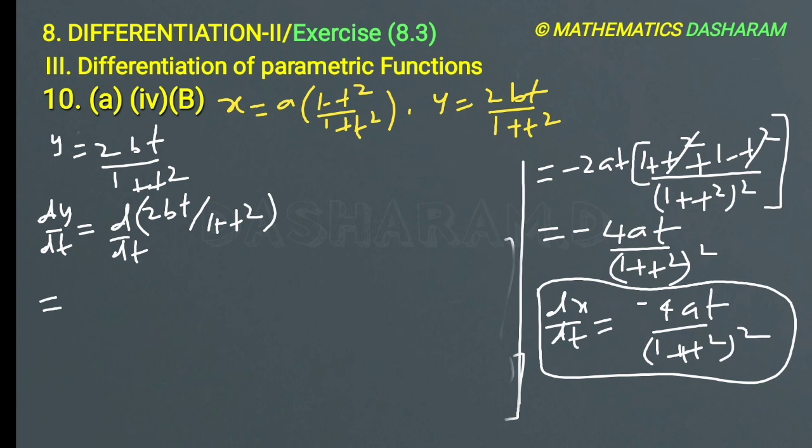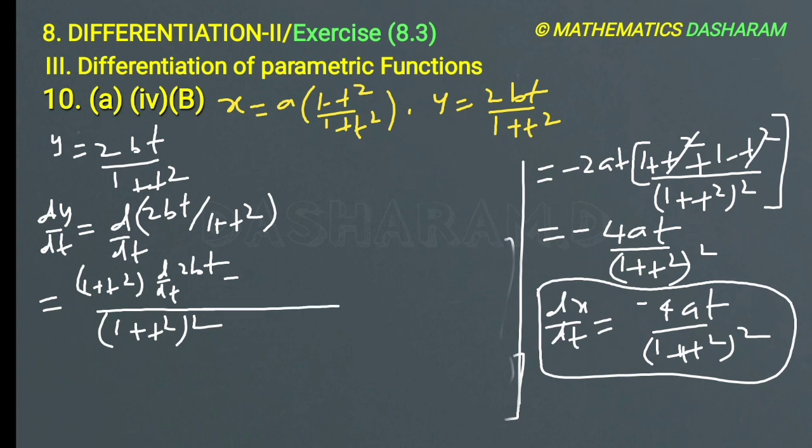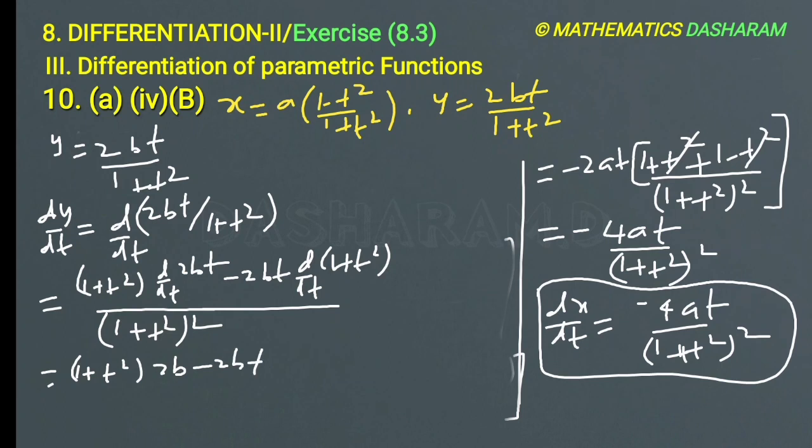So first 1 plus t square whole square. Next here 1 plus t square into derivative of 2bt minus 2bt into d by dt of 1 plus t square. So it is equal to 1 plus t square into derivative of 2bt is 2b minus 2bt into derivative of 1 plus t square is 0 plus 2t divided by 1 plus t square whole square.